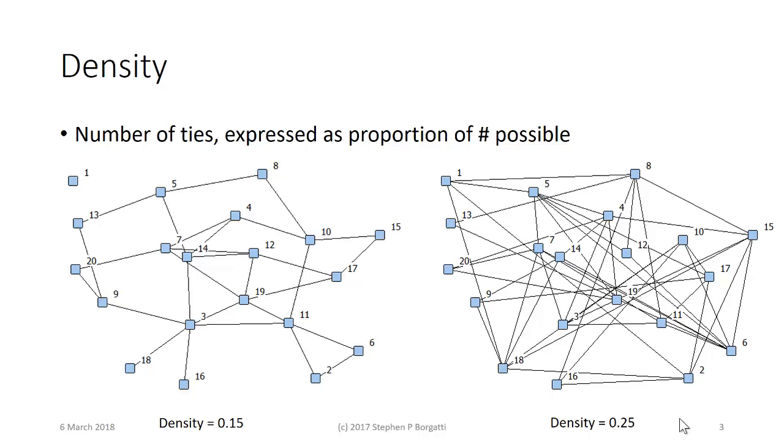These two networks here have the exact same number of nodes. And so your visual interpretation is accurate. The one on the right is more dense. Although, if you look at it, it's only 0.25 versus 0.15, but it looks quite a bit more dense.